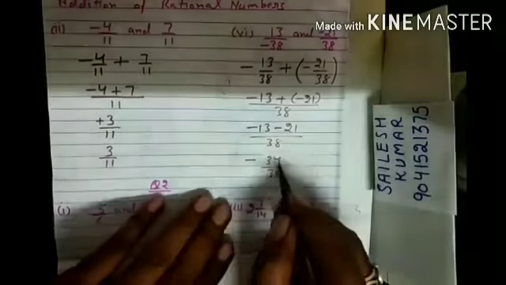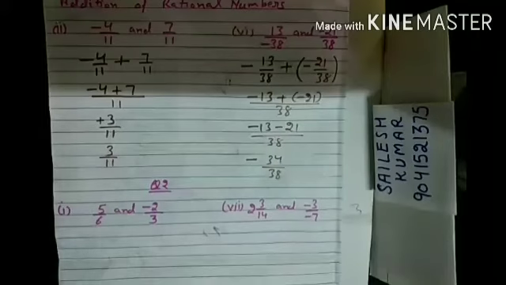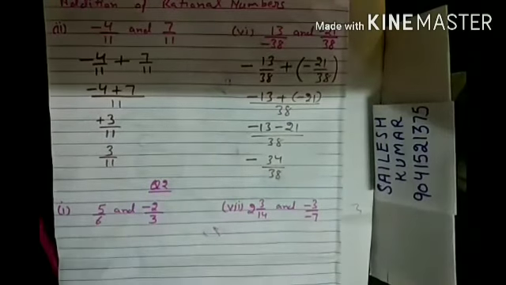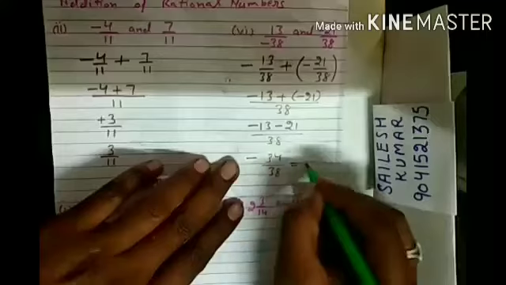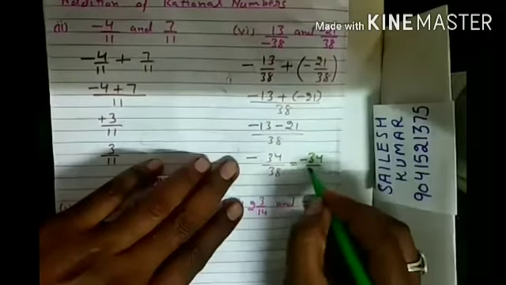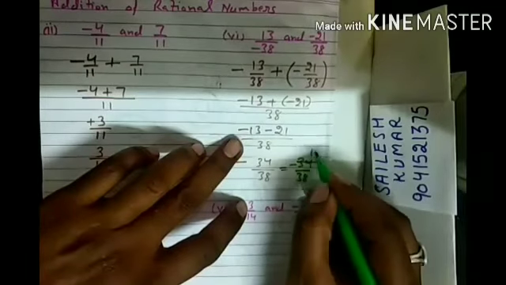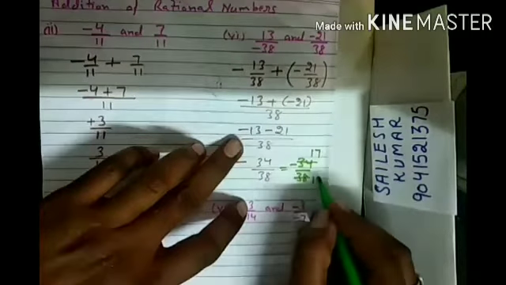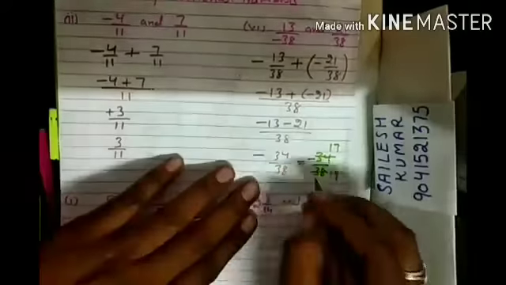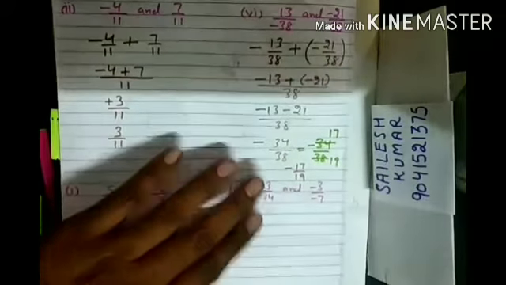But you see, minus 34 and 38 both are divisible by 2, therefore you can also proceed this sum. Minus 34 by 38, this is divisible by 2, you will get 17, and this is 19. Therefore the answer could be written in the form minus 17 over 19.